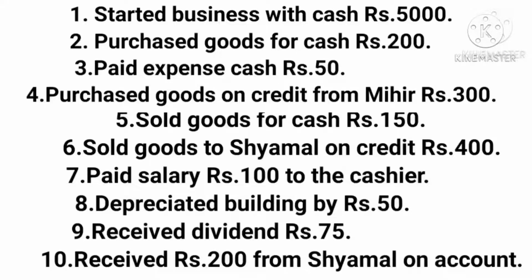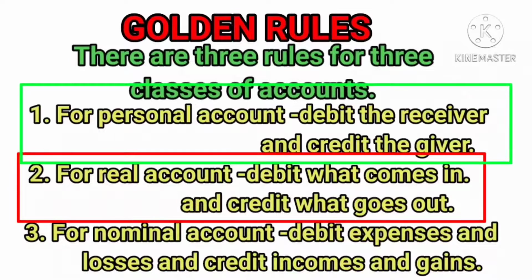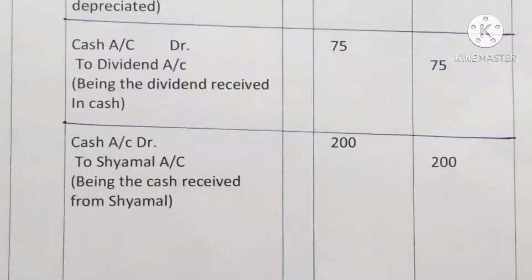Next, number 10, receive rupees 200 from Shamul on account. In this transaction, two aspects are found. One is cash, an asset and real account, is coming. When the asset is coming, that will be debited, and other is Shamul, a personal account, is a giver. As per golden rule, giver should be credited. So we write in the journal cash account debit to Shamul account credit rupees 200 each. Narration will be being the cash received from Shamul.